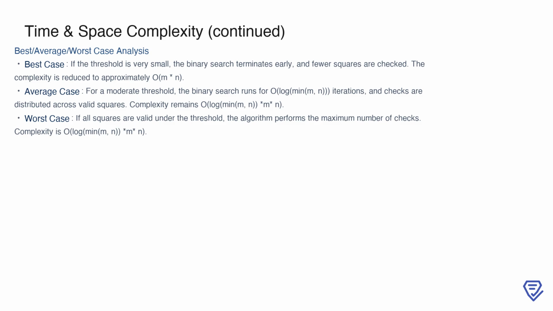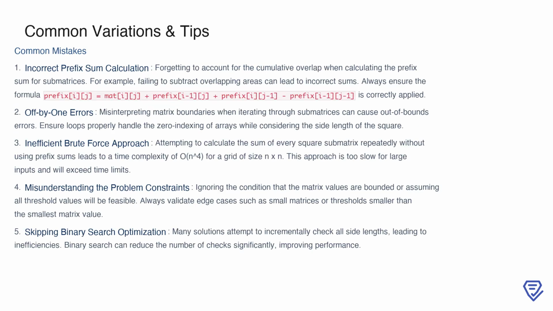Thus, the algorithm is robust and maintains efficiency across different input constraints. When solving this problem, there are several common pitfalls to be aware of. First, an incorrect prefix sum calculation is a frequent mistake. Remember that when constructing the 2D prefix sum matrix, you need to properly account for overlaps. The formula includes adding the values from the row above and the column to the left, but subtracts the overlapping area in the top left corner. Forgetting this subtraction can lead to inflated or inaccurate submatrix sums.